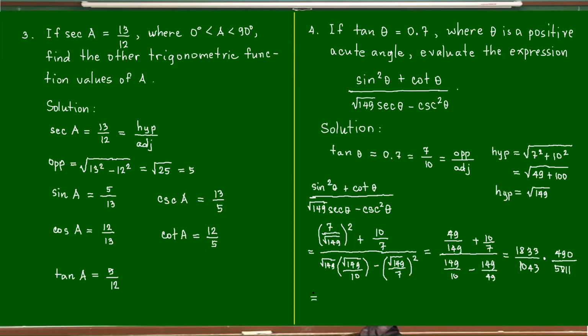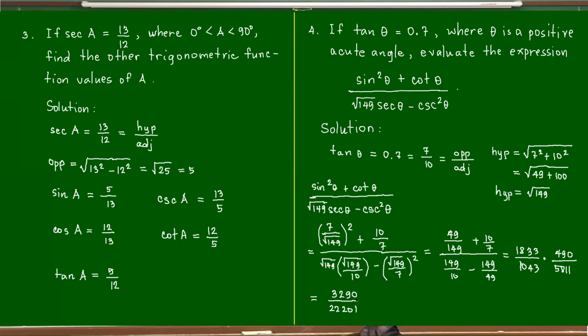What's the answer now? 1833 divided by 10, 43 multiplied to what fraction? 490 divided by 5811. So getting this value, you just check if my value is correct. 3290. Check my value. Over 22,201. Is that correct, guys?